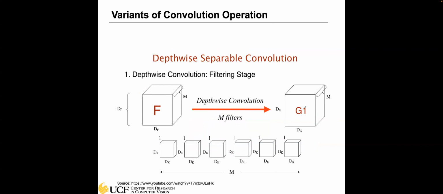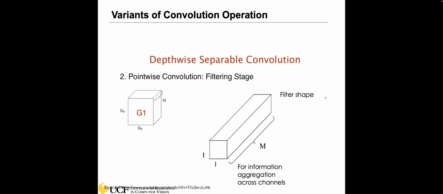And what you end up with is dg by dg by m. So dg is just the output dimension, which depends on whether you are doing padding and how large your stride is. So let's just say we have dg by dg output dimension, and we have m channels, because we have these m kernels doing this one channel at a time, so we result in m channels, okay?